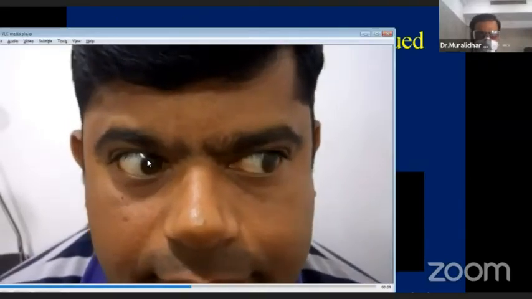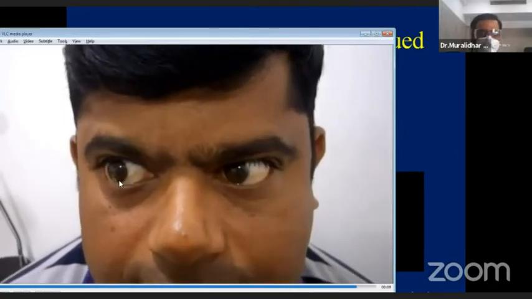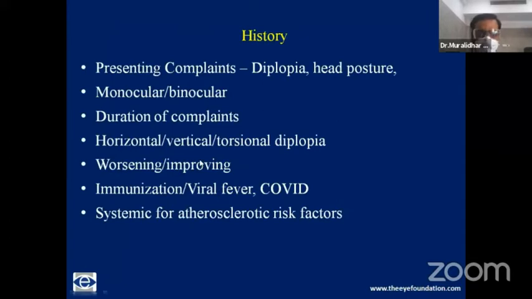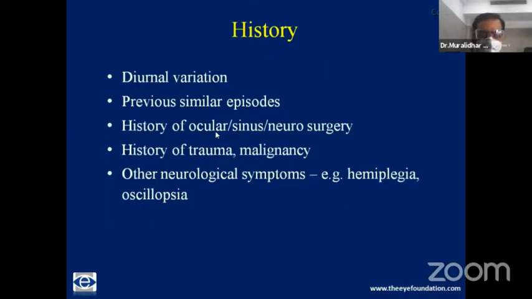In young children, we may not be able to do a force reduction test. So identification of floating saccade, as in the right eye in this patient, can help us diagnose paralytic strabismus. In the history, it's very important that you ask whether it's monocular or binocular. You also need to ask for history of COVID, which I shall cover in the slides to come. And you need to ask for history of malignancy, which is often missed, and history of ocular, sinus, and neurosurgery.